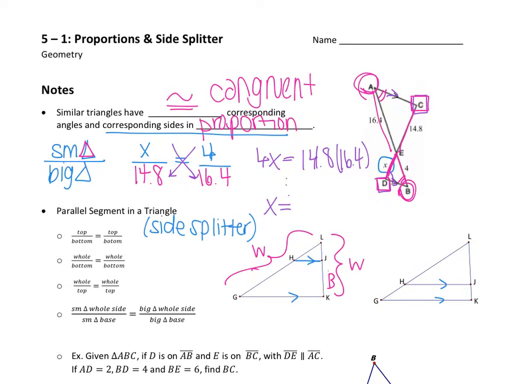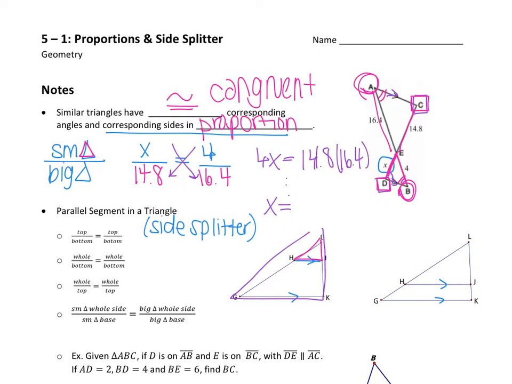Instead of whole over bottom, we could also do whole over top. Whole left side over top left side. Whole right side over top right side. And then there's one more that seems to be the trickiest for students to remember, and it's because we have to actually think about these in terms of triangles. Meaning this is your small triangle, and then we have the big, huge, gigantic triangle.